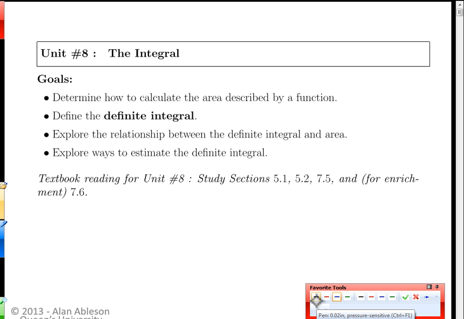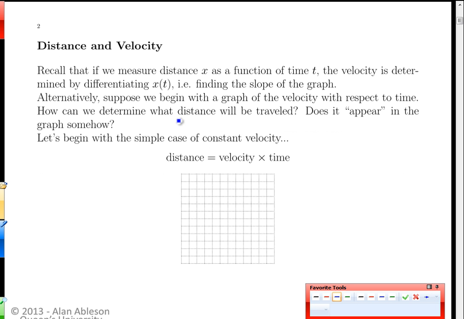In Unit 8, we start to explore the second major idea that we're going to see in single variable calculus, the idea of the integral. And we'll see how this idea of integration, one of the main pillars in calculus, is going to be related back to the derivative ideas that we've already worked with through the last 7 units. We're going to introduce these ideas through the motivation of distance and velocity to start with, because these are two quantities that most of us have a reasonable intuition about.